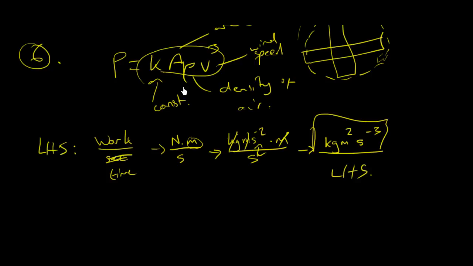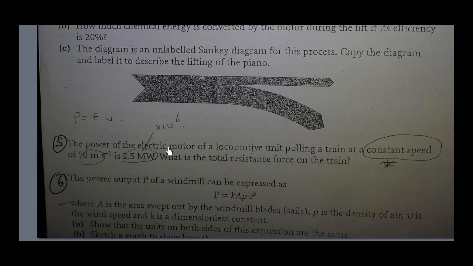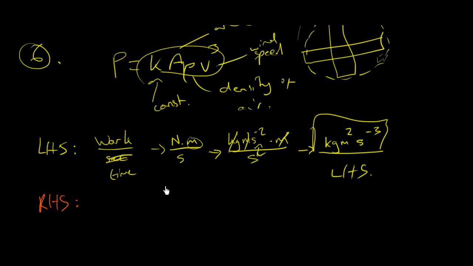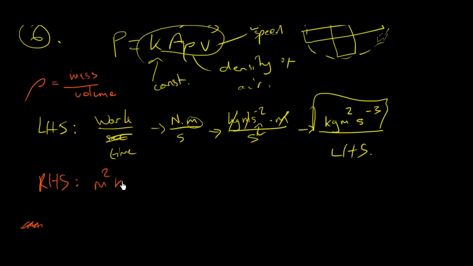So now our task is to show that the right hand side is the same. So let's see what's happening with the right hand side. K doesn't have any units because the question says it's a dimensionless constant, so we can forget about K. What's A? Well, A is area, so that's going to be meters squared. Rho is density. The formula for density you should know is mass divided by volume. The higher the mass of something, the bigger the density for the same constant volume. And so that's going to be in kilograms per meter cubed from the volume. So you can put it as minus there with the meters cubed.